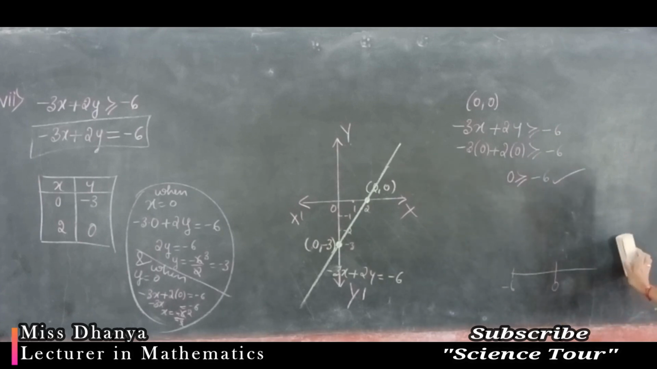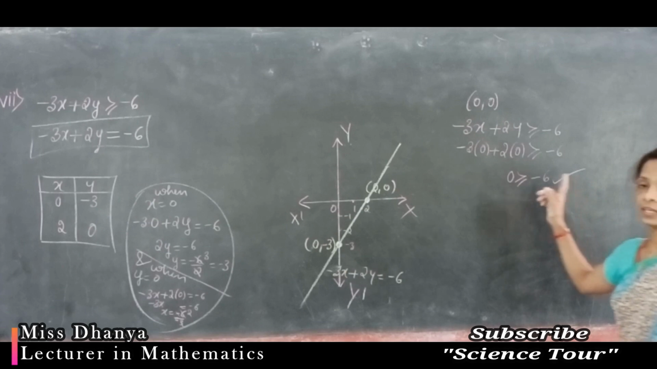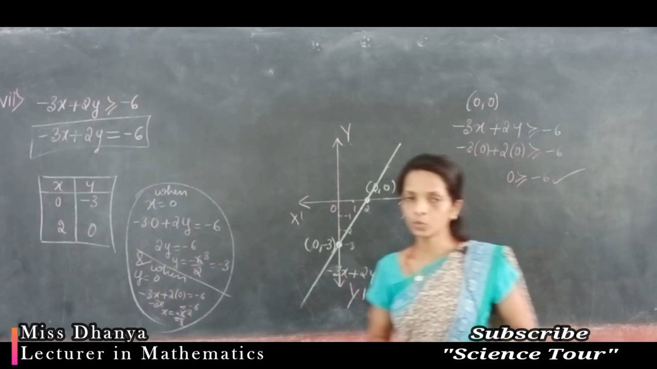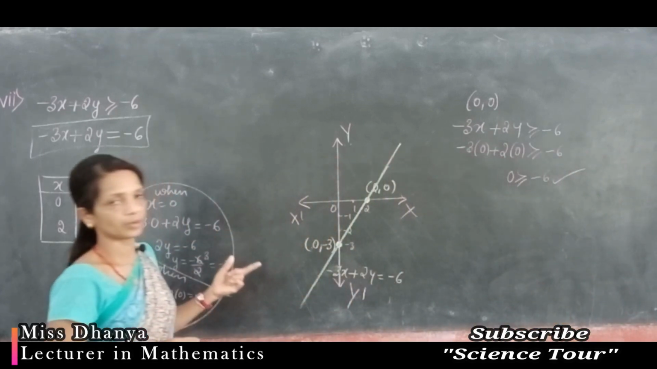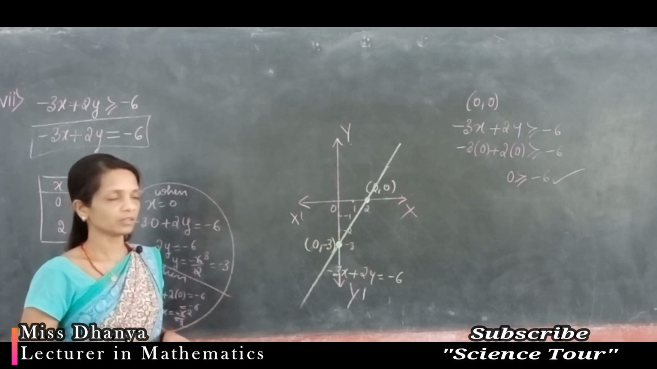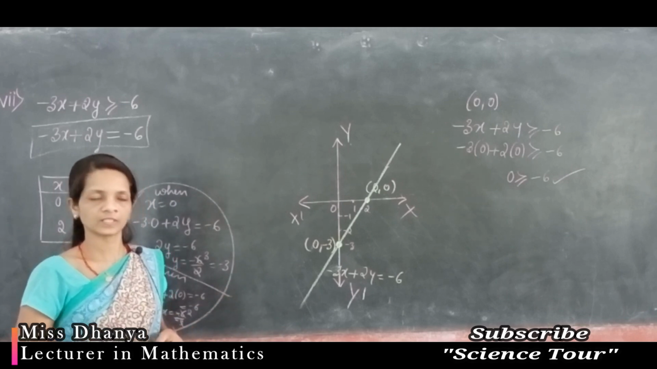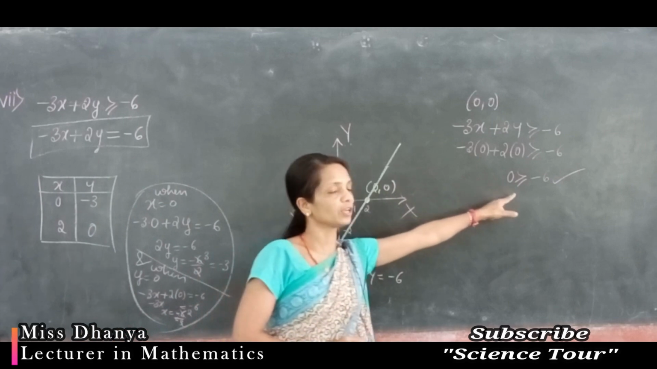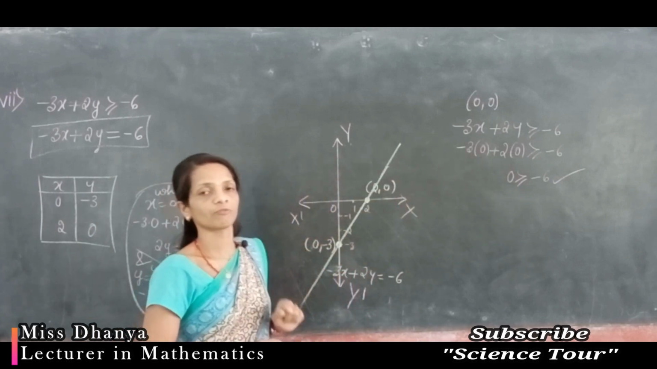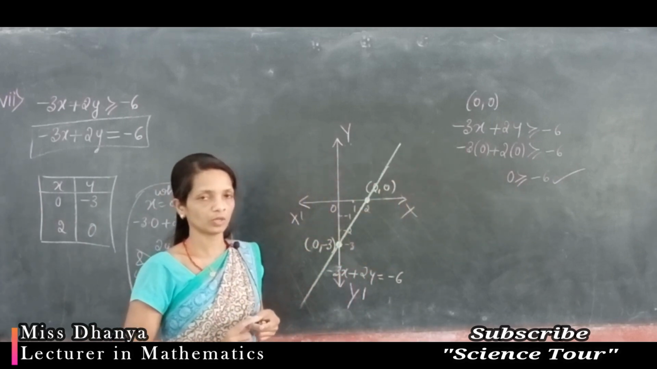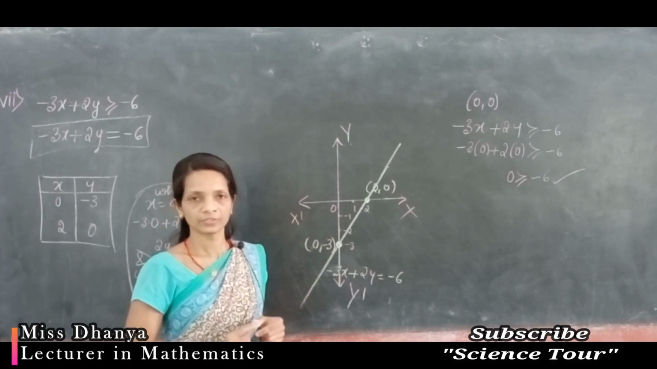Okay. 0 is greater than or equal to minus 6. That inequality is a correct inequality. So what you have to do here in the graph, you have to shade the half plane containing the checking point. Since you got the correct inequality, you have to shade the half plane containing the checking point. Which half plane is containing the checking point?